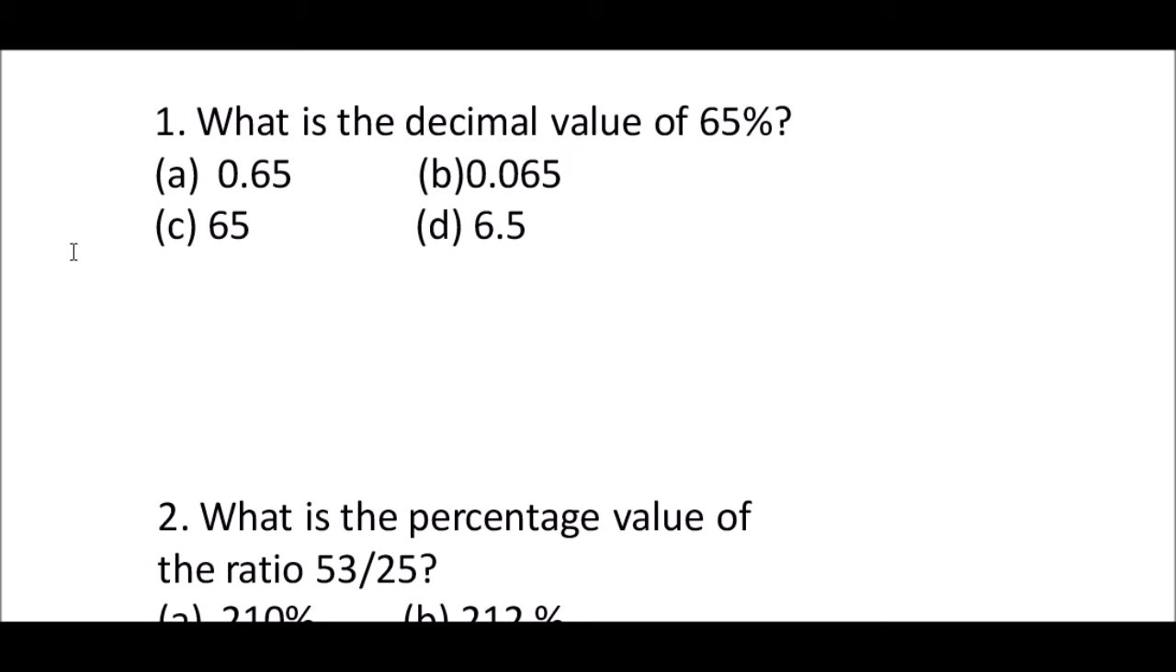First question is, what is the decimal value of 65%? The 65% is equal to 65 divided by 100, that is equal to 0.65. Therefore option A is the correct option.